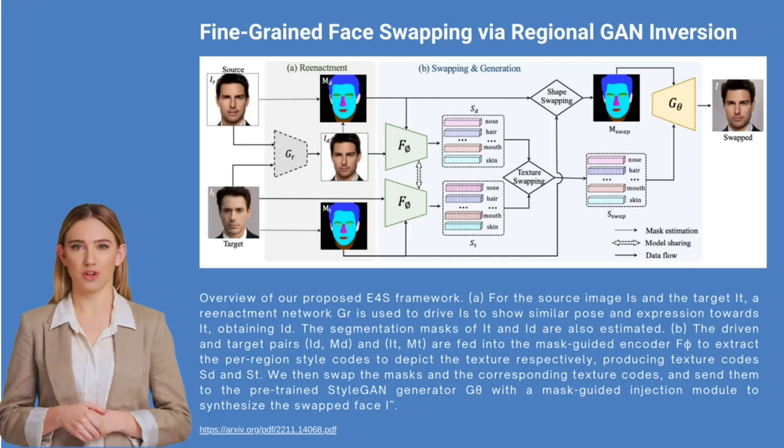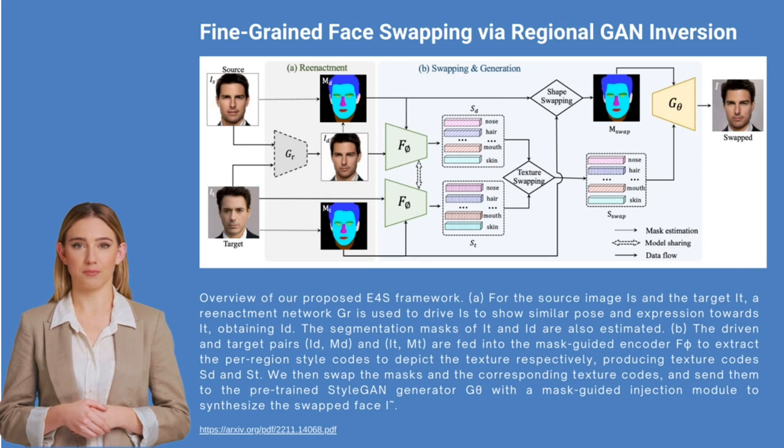In the E4S framework, we begin by using a source image and a target image. A reenactment network is employed to adjust the source image to match the pose and expression of the target image, resulting in a new driven image. We also estimate the segmentation masks for both the target and the driven images.